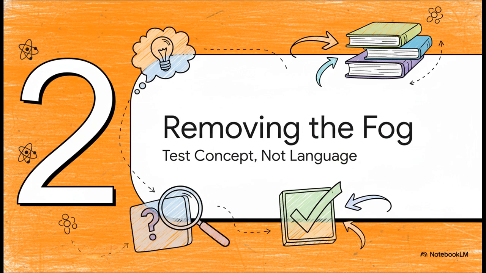Now, there's a technical name for this fog in assessment design. It's called construct irrelevant difficulty. That's a mouthful, right? But all it really means is anything that makes a question hard for reasons that have nothing to do with the actual concept you're trying to measure. Let's look at how we can clear it out.